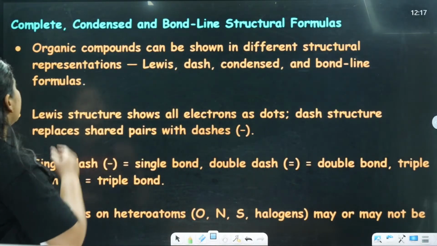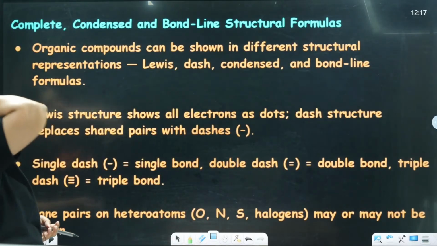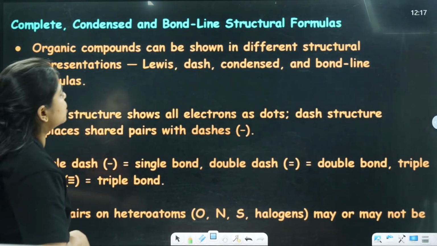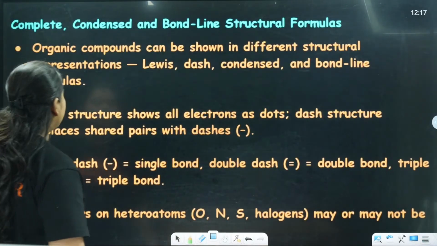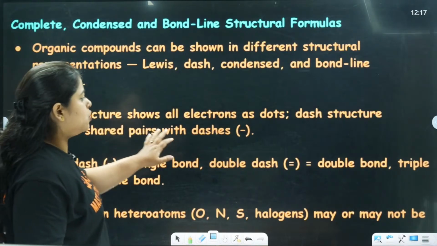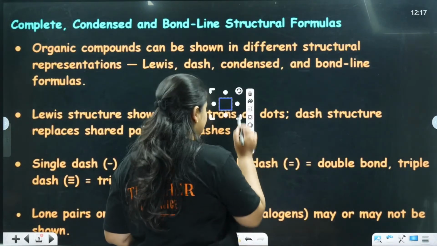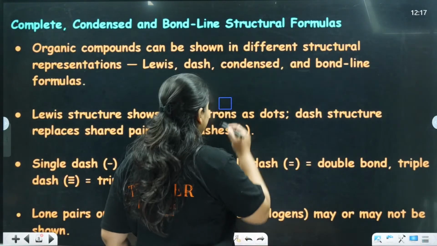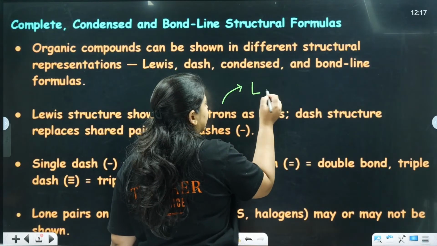So first, organic compounds can be shown in different structural representations, that is going to be the Lewis, dash, condensed and bond line formulas. Lewis structure shows all the electrons as dots. In a Lewis structure, how does it show, let us take an example. I will take lithium as the example.